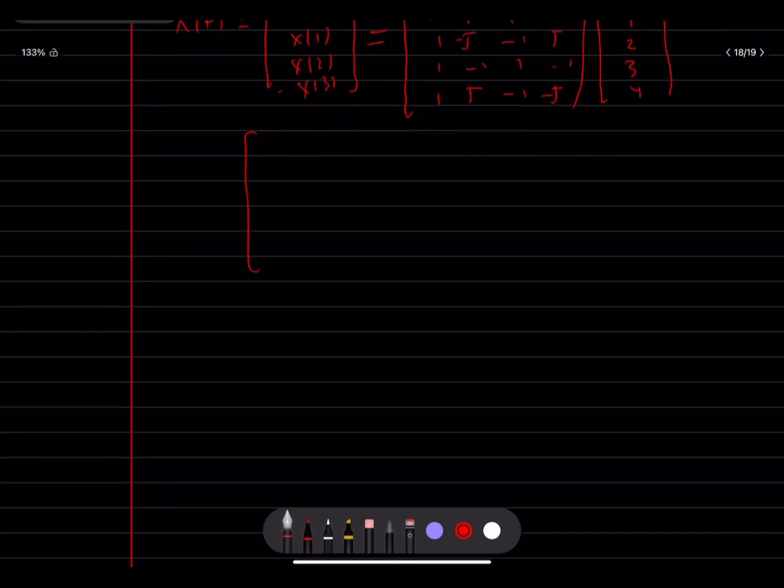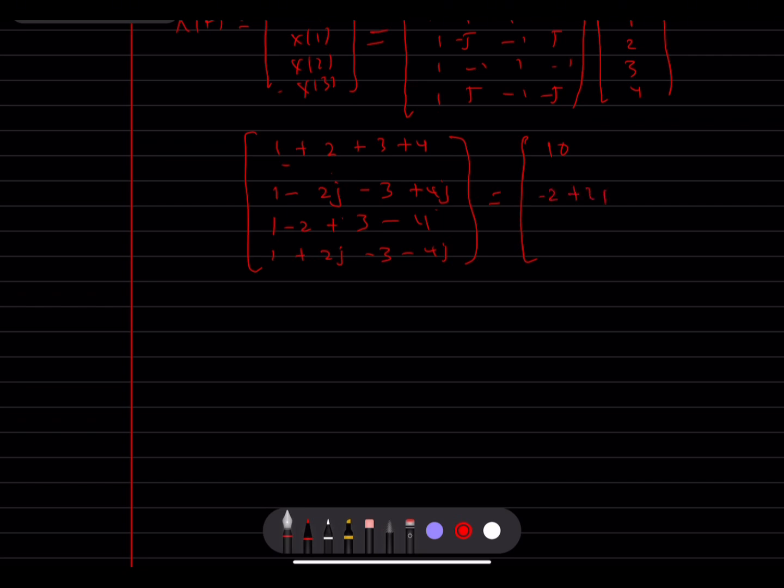So based on this, you can either use your calculator or do normal computation, and you are going to get something like 1 plus 2 plus 3 plus 4, and then 1 minus 2j minus 3 plus 4j. You are doing row and column multiplication, and then you are going to get 1 minus 2 plus 3 minus 4, and then the last one is 1 plus 2j minus 3 minus 4j. When you do the calculation, you are supposed to get 10, and then 4j minus 2j gives 2j, and then the rest also multiply, we are going to get negative 2 plus 2j, and then the next one we are going to get negative 2.